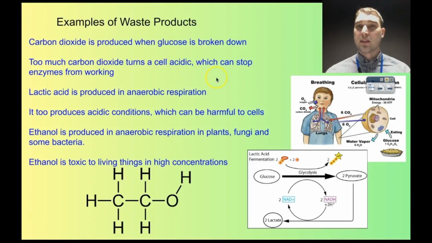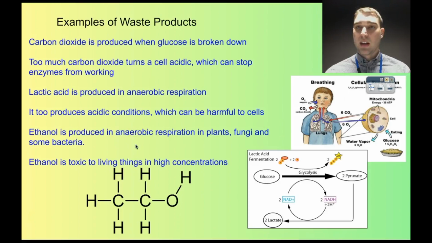And acidic conditions can change the shapes of enzymes, which means the enzymes stop working. If your enzymes stop working, that means a lot of your chemical reactions will stop working, and life is essentially a whole heap of chemical reactions. Lactic acid is produced when anaerobic respiration occurs in animals like humans. So that lactic acid that's being produced, again, we can create acidic conditions if we produce too much, and that can be harmful to cells. It can stop the cells from working.